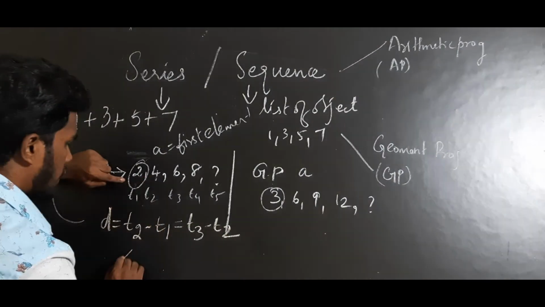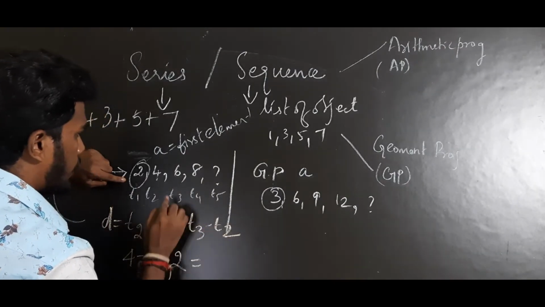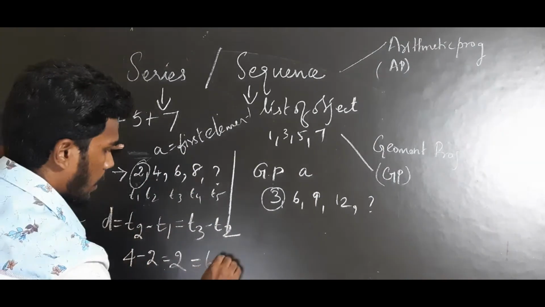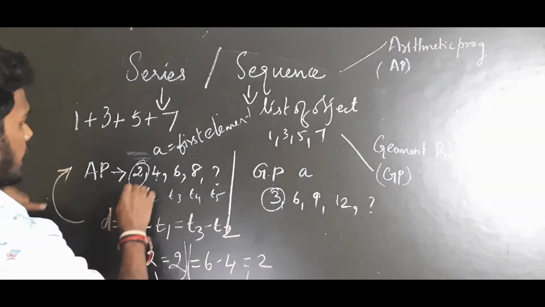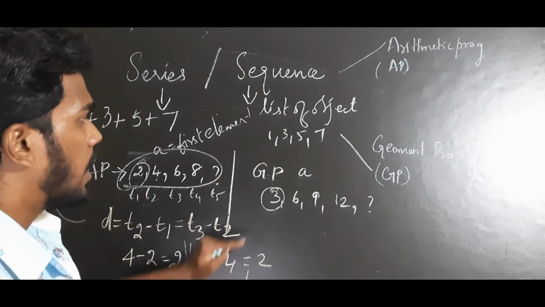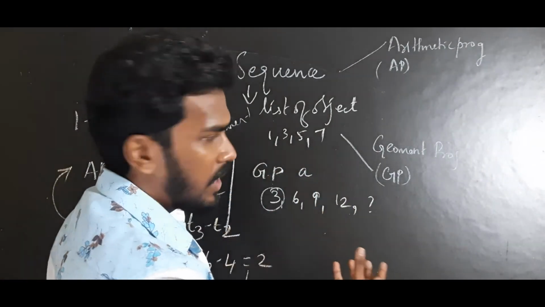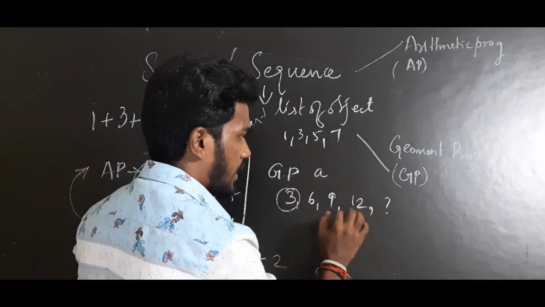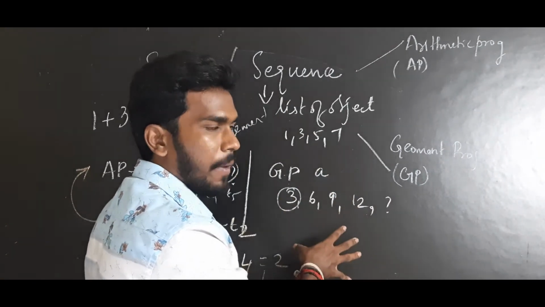Let's check. 4 minus 2 is equal to 2. Whether this is equal to T3 minus T2: T3 is 6, T2 is 4. So 6 minus 4, again I get 2. So both give me the same answer. Therefore, this sequence is an AP sequence. To check whether a given number sequence is an AP or GP, first you check for a common difference. 6 minus 3 is 3, 9 minus 6 is 3, 12 minus 9 is again 3. So we can say it is also in AP format.